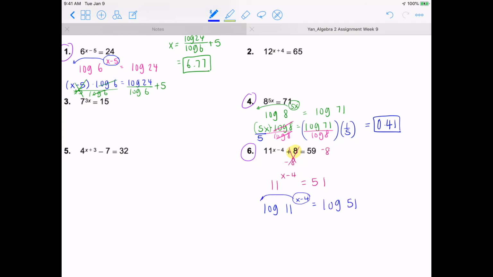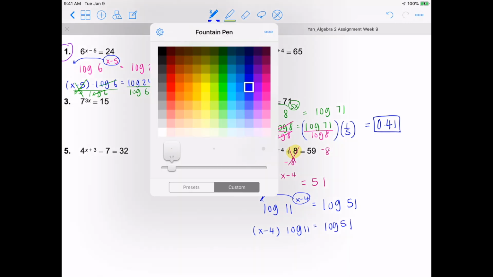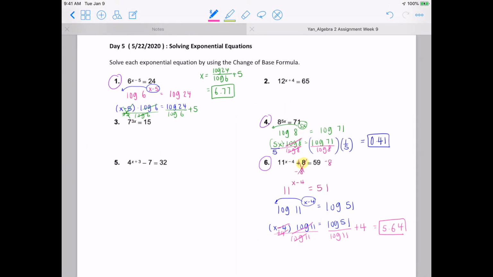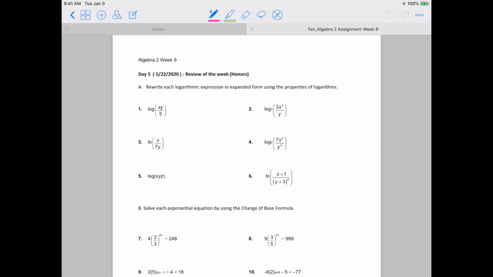Take your x minus 4 in the front. We have (x minus 4) log 11 equals log 51. Almost done. Divide both sides by log 11 and add 4 on both sides. Okay, when you add 4, just remember it's outside of this whole fraction of log. Then if you put it in the calculator, you should have gotten 5.64. Alrighty, so I finished 3 questions for you. You're just going to finish the other 3.